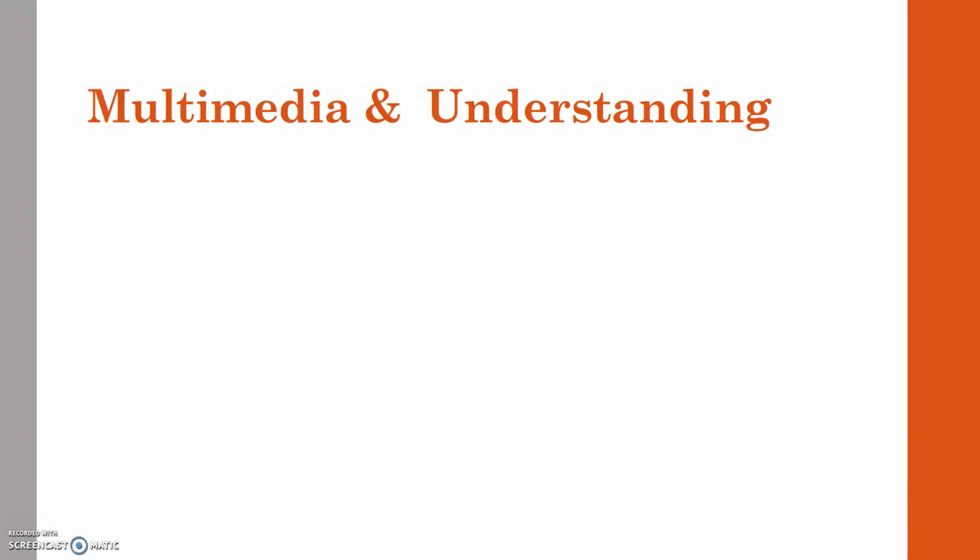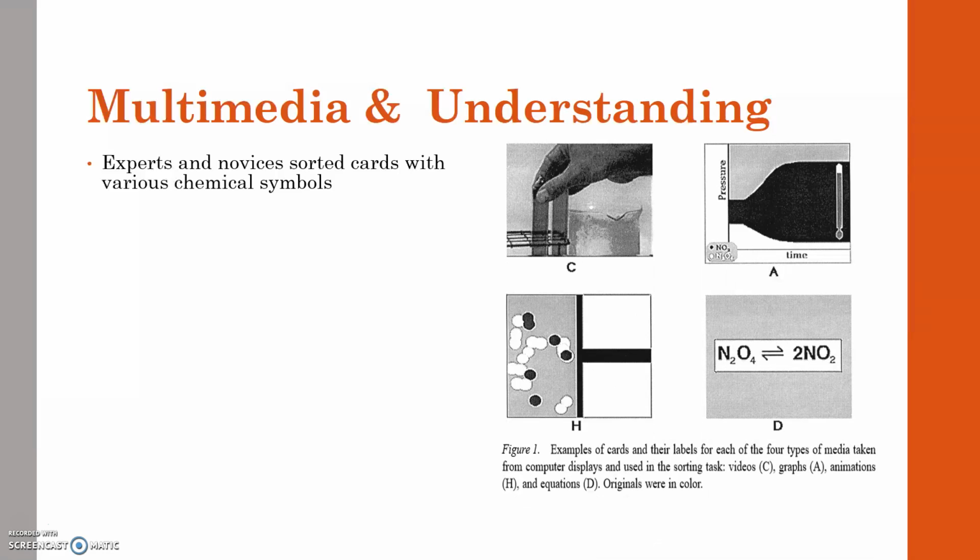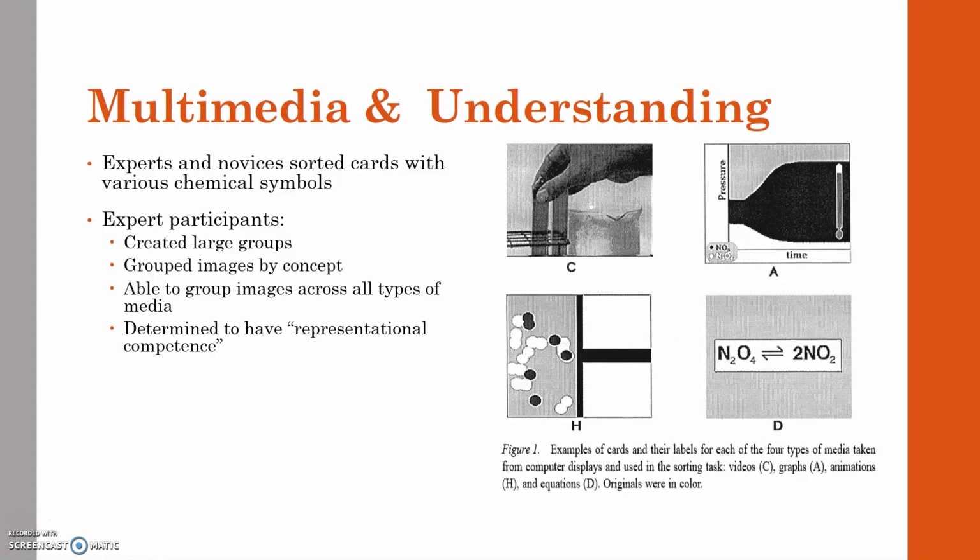The second article about multimedia and understanding by Cosma and Russell had experts and novices sort cards with various chemical symbols. This image is an example of the cards that participants were asked to sort. The interesting thing about this experiment was that the cards could be in different modes of media. So this first image is actually from a video, then we have a graph, we also have an animation as well as an equation.